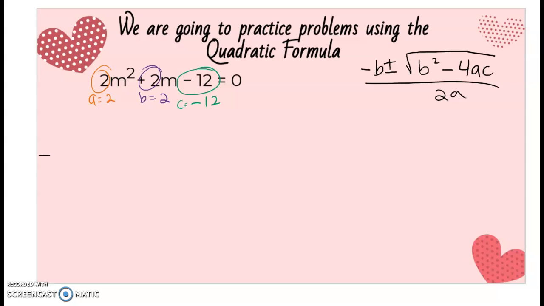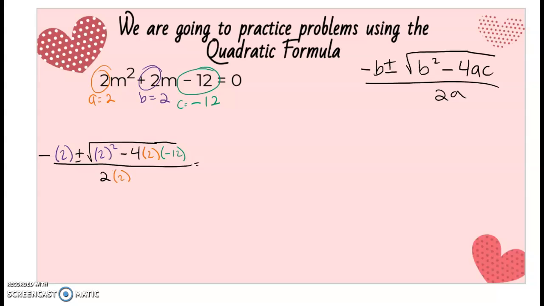I got negative b, which is 2. Remember, this plus or minus stays as well as the negative. B squared, so I have 2 squared, minus 4a, which is 2, c, which is negative 12, all over 2 times a. Remember, these are all, 2 times 2. Remember, the negative 4, the a, and the c are all multiplied together.